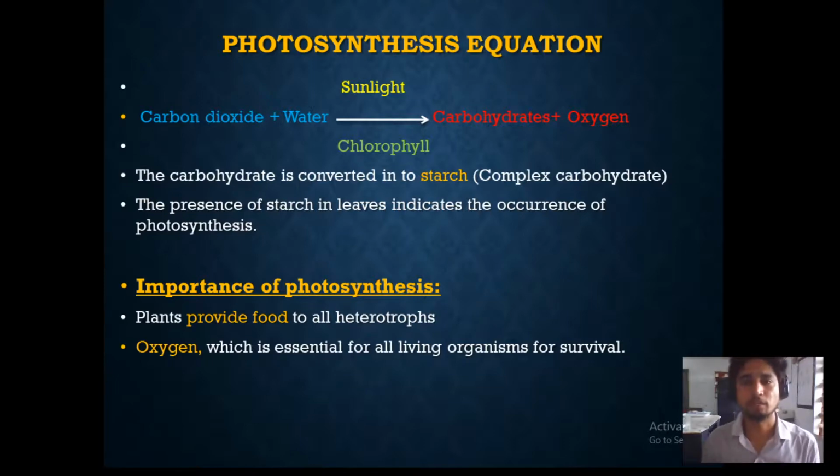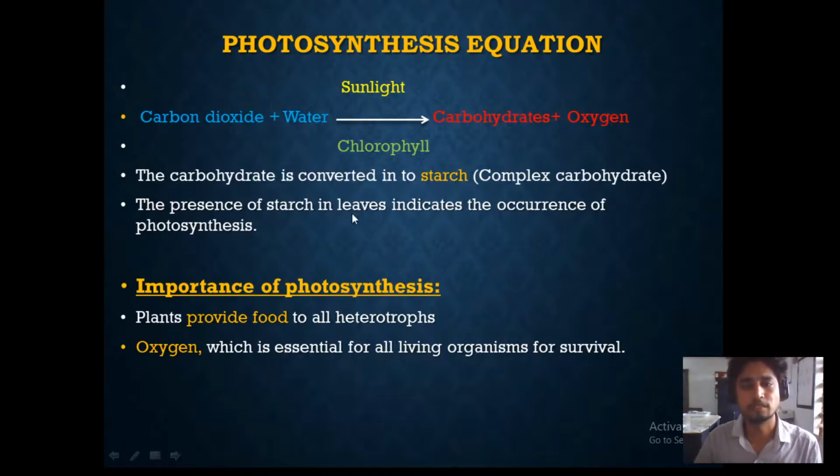If they are producing more carbohydrates, they will preserve them. But how do they preserve? They preserve those carbohydrates together in a complex form, and these complex carbohydrates are called starch. That's why plants store their carbohydrates, their food materials, in the form of starch.